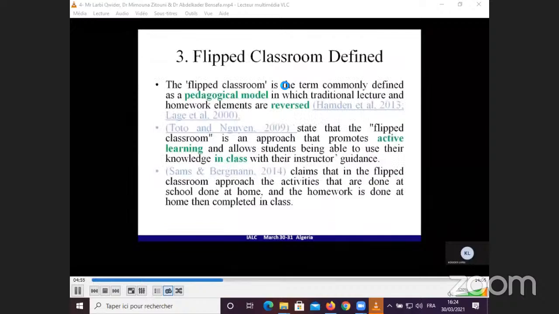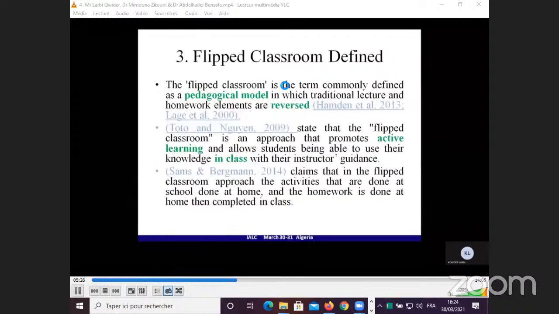The flipped classroom definition. Since its emergence, there were many attempts to provide a definition of the flipped classroom. Firstly, Toto and Nguyen in 2009 state that the flipped classroom is an approach that promotes active learning and allows students to use their knowledge in class with their instructor's guidance. Another definition was provided by Moll in 2012, in which he describes it as a model that helps students to prepare the course through videos, podcasts, and posts.